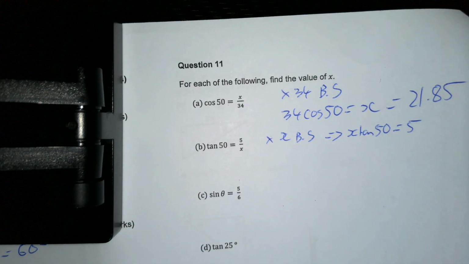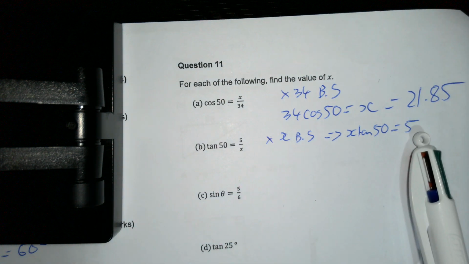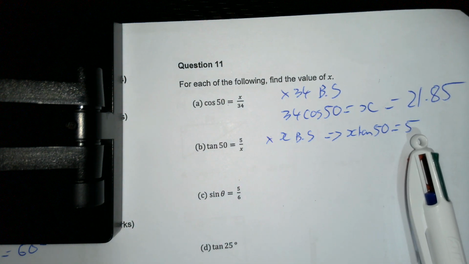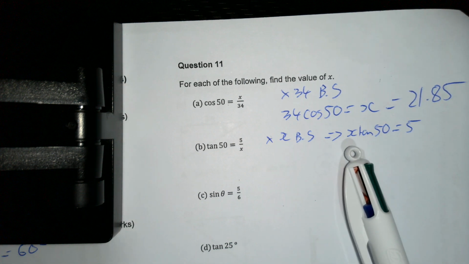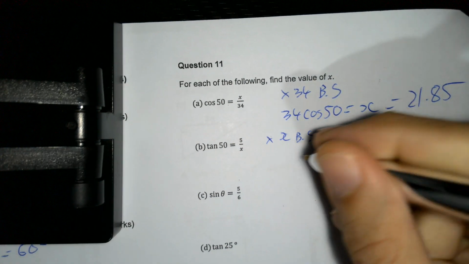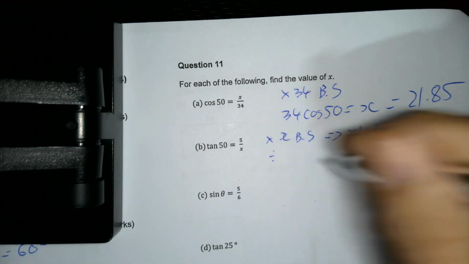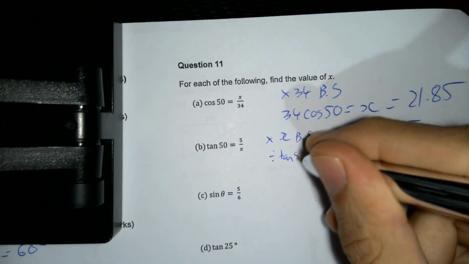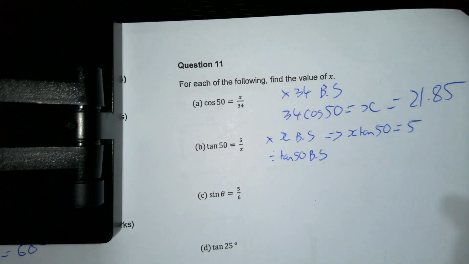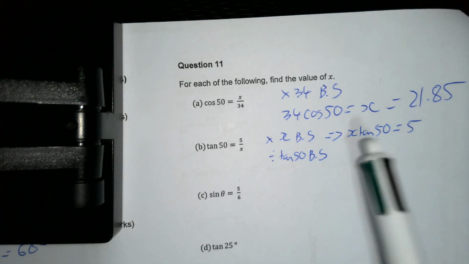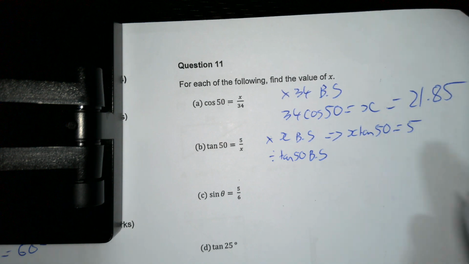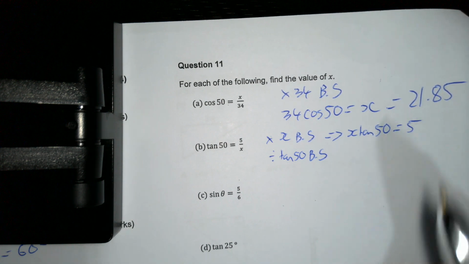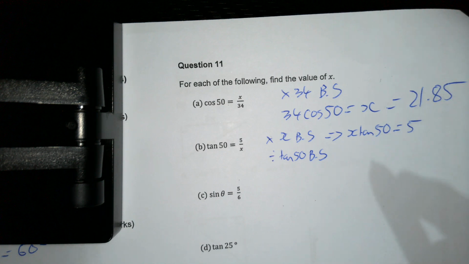I do not yet have the x by itself. I've got the 5 by itself. However, if I divide both sides now by tan 50, the x will be by itself. Tan 50 might sound strange, but think of tan 50 as just some number. If I divide both of these by that same number, it does the same thing to both sides. Tan 50 will go to the other side. It will become the denominator on the right-hand side.